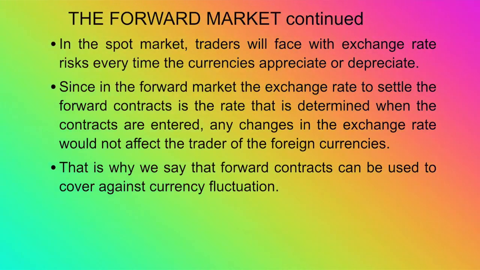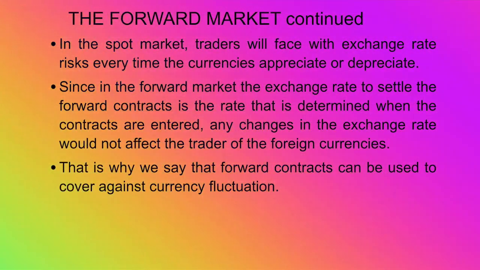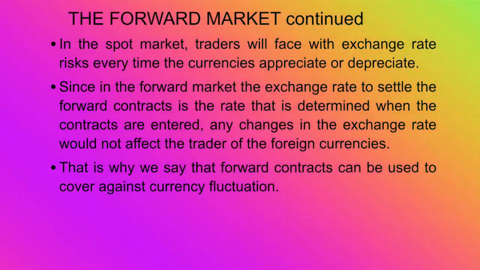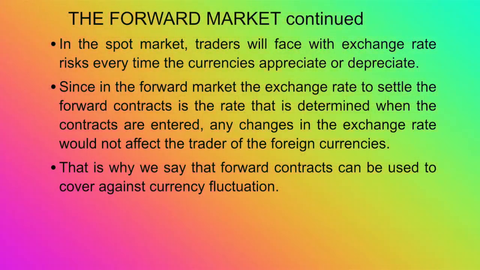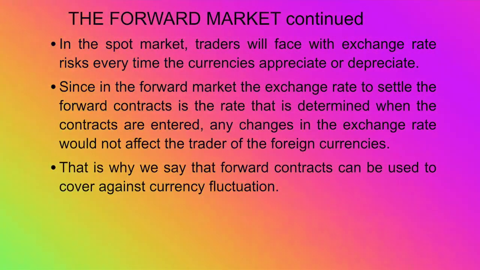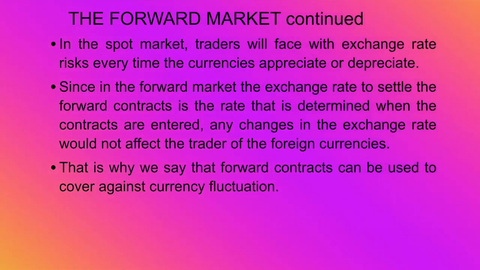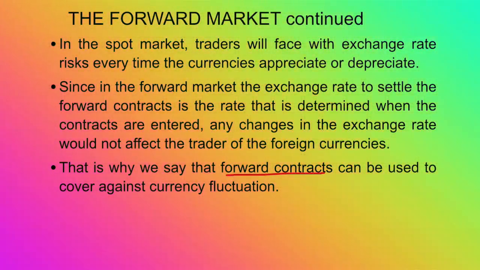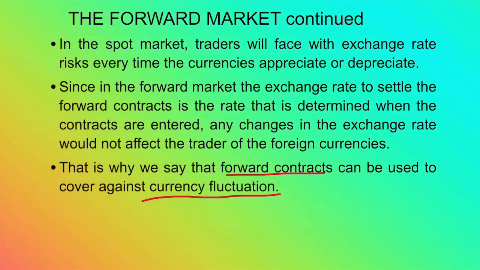In the spot market, traders will face exchange rate risk every time the currencies appreciate or depreciate. In the forward market, the exchange rate to settle the forward contract is the rate that is determined when the contract is entered into, so any changes in the exchange rate will not affect the trader of the foreign currencies. That is why we say that a forward contract can be used to cover against currency fluctuation.